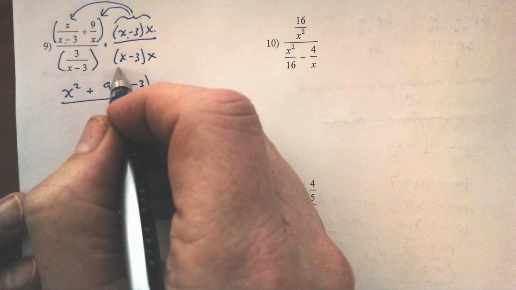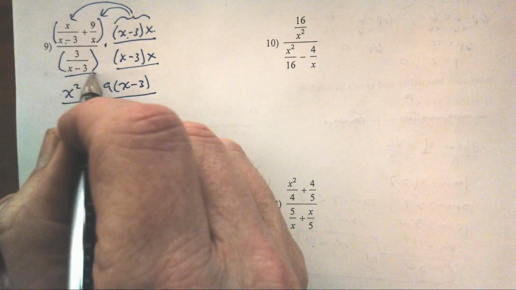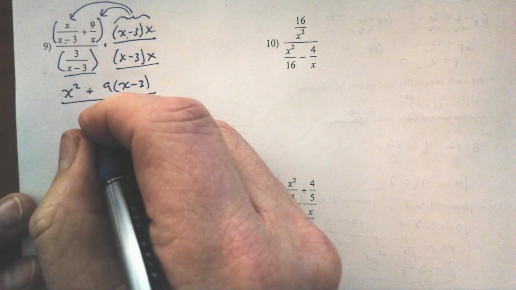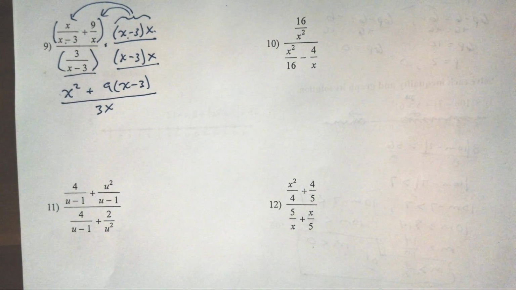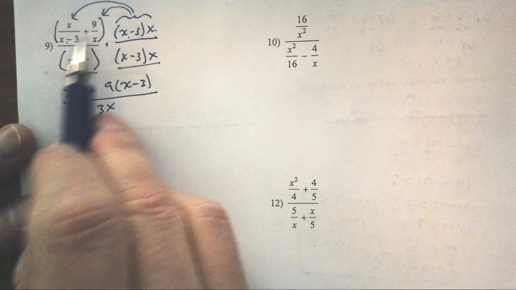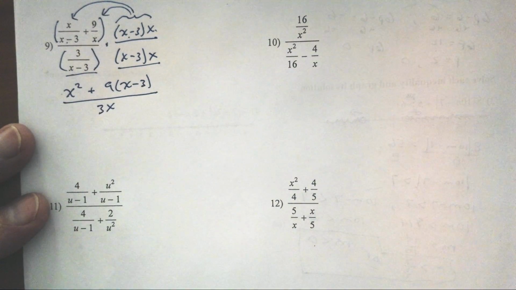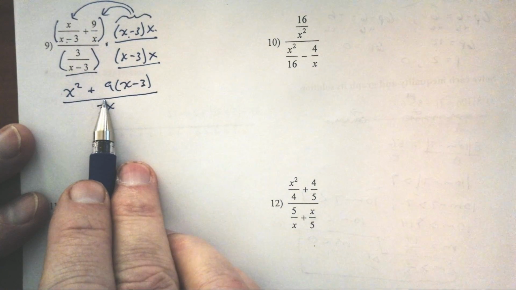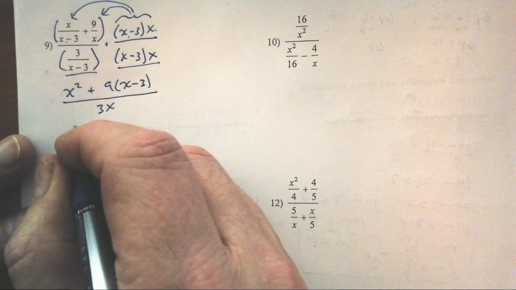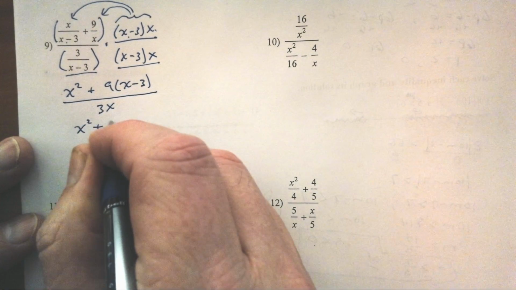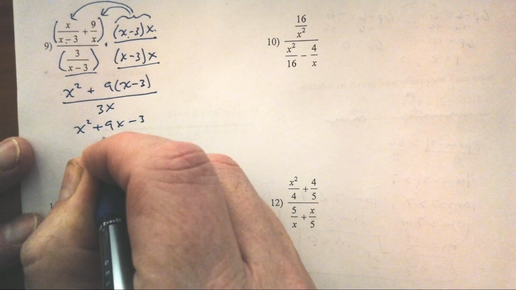When I multiply this by this, the x minus 3's cancel, and I get 3x. Wow, that's a lot friendlier looking than what we had just a moment ago. Again, you can get common denominators, smash them together, flip and multiply, and it's going to take you 3 steps to get here. And I don't think it's any easier than this. Okay, so what do I end up with? I end up with x squared plus 9x minus 3 over 3x.